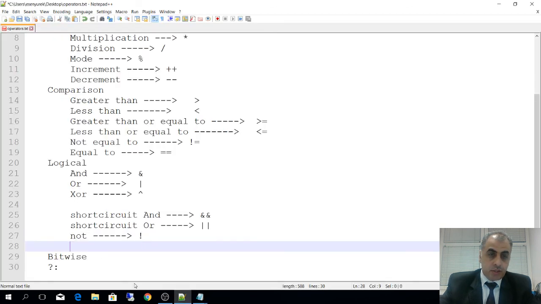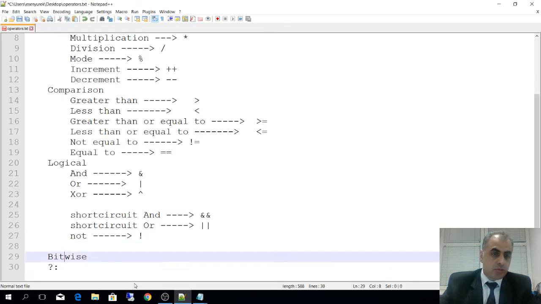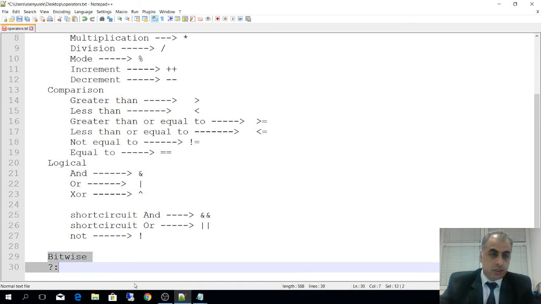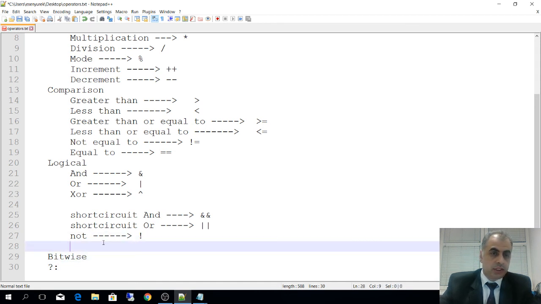These two operators, bitwise and the question mark operator, I'm going to discuss in the next video. That's enough for now.